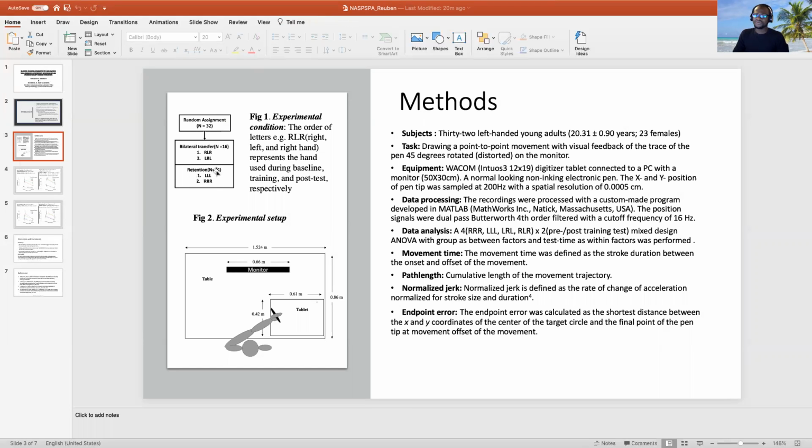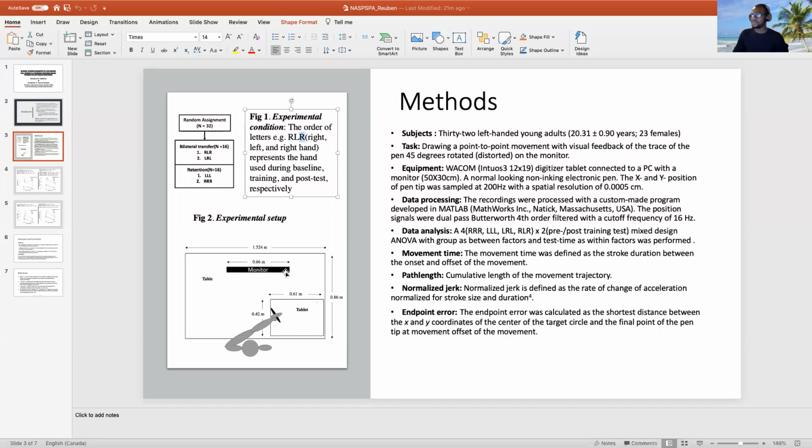The retention group was used to track adaptation to the visual motor task. For the experimental condition you see here, the letters, RLR for example, represent the hand used during baseline training, training, and post-test respectively. So if we see RLR, for instance, in the bilateral transfer group, it means they used the right hand for baseline training, the left hand for training, and the right hand for post-test.